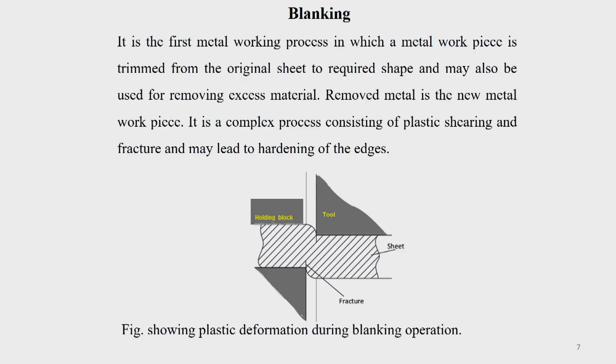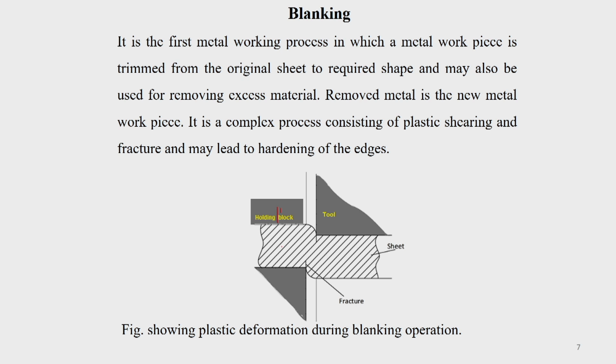This is the diagram of a blanking operation. The sheet metal is kept here, held by a block applying some pressure, and it projects outside, and a tool just shears it off. The tool moves down, causing this failure. Maybe from this tip the fracture starts, and from here also fracture starts, and they move and join together, and then you get it separated. The process is very complex, because it consists of plastic shearing and fracture.